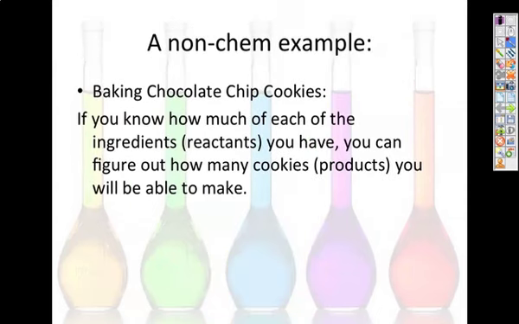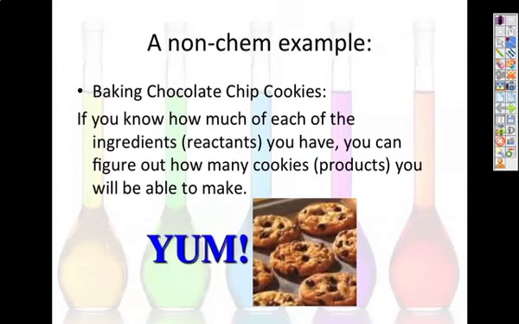So, first non-example, baking chocolate chip cookies. If you know that you want to have enough cookies for the people in the class, but you don't want a whole lot of leftovers because you don't want to eat all of those extra cookies, you figure out how many you need, and then you can go back to figure out how much of the ingredients or the reactants that you need to make the amount that you want. That way you're not being wasteful.